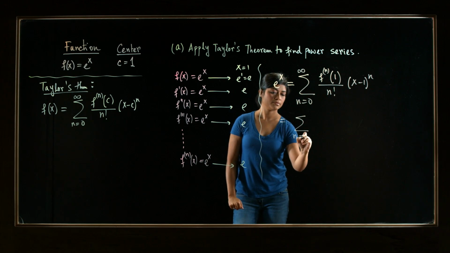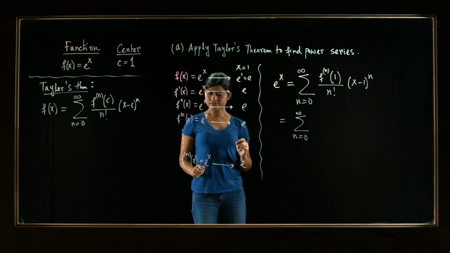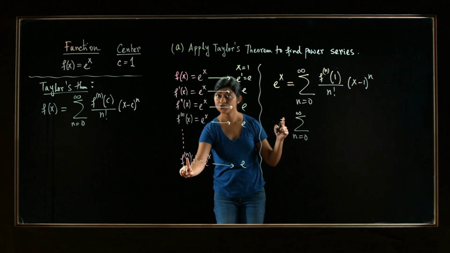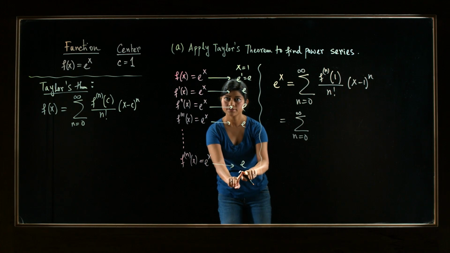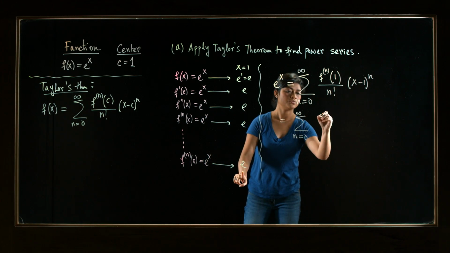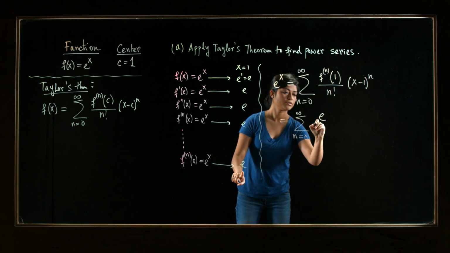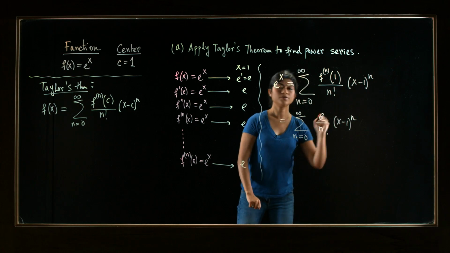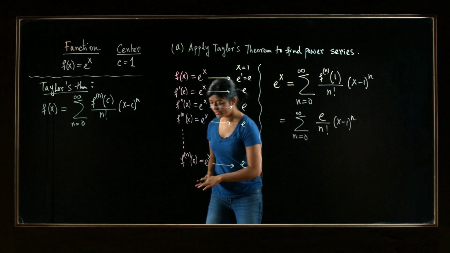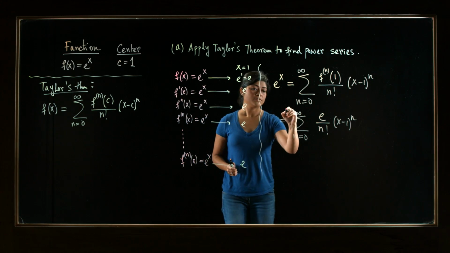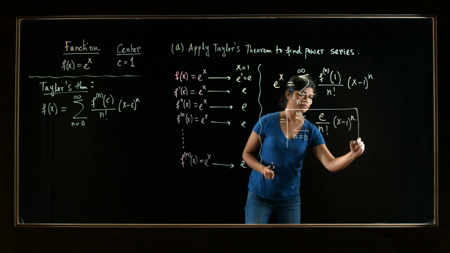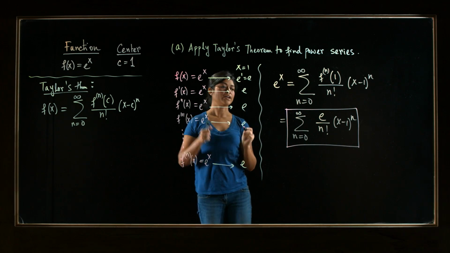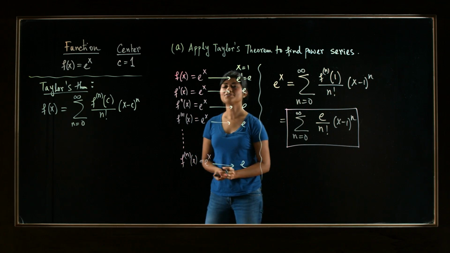Now, what do we have for f^(n)(1)? That's the nth derivative at 1, which is just e. So we just rewrite e here over n factorial, times x minus 1 to the power n. So this is the power series for e to the x centered at 1 using Taylor's theorem.